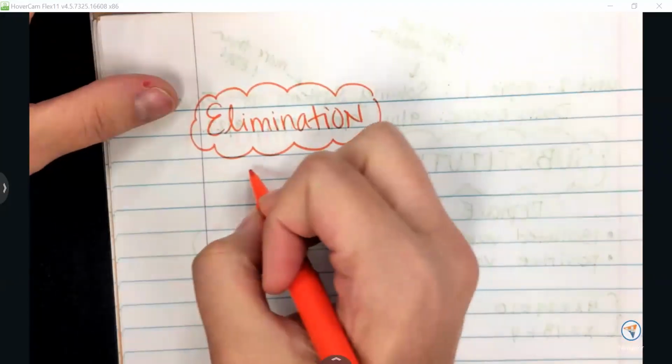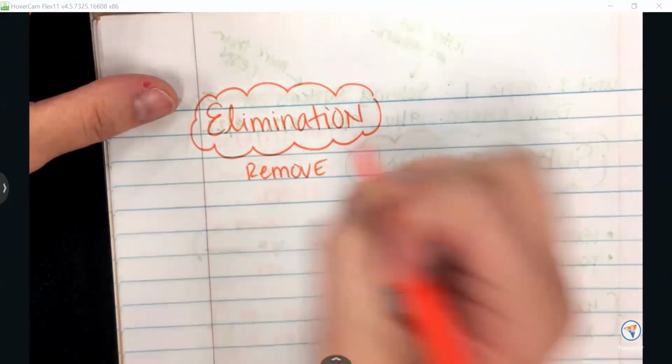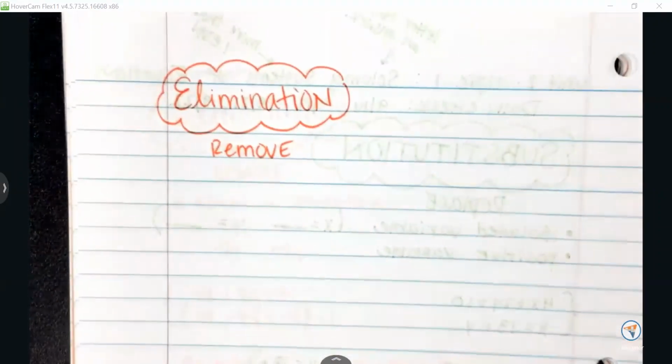So the second way is called elimination. What's it mean to eliminate? To get rid of it, to toss it away. Okay, we don't need it anymore. So it means to remove. Eliminate, we are removing. We're getting rid of it. We don't want it anymore.